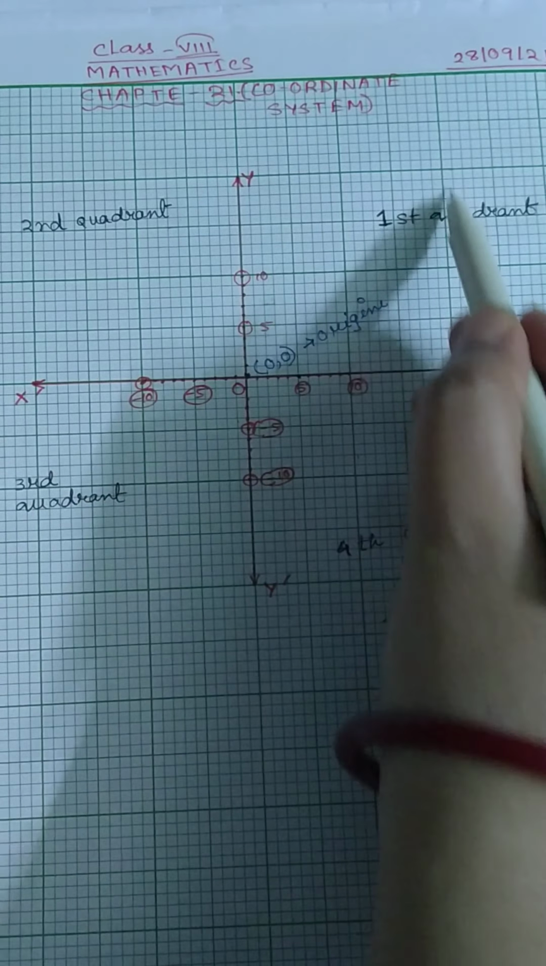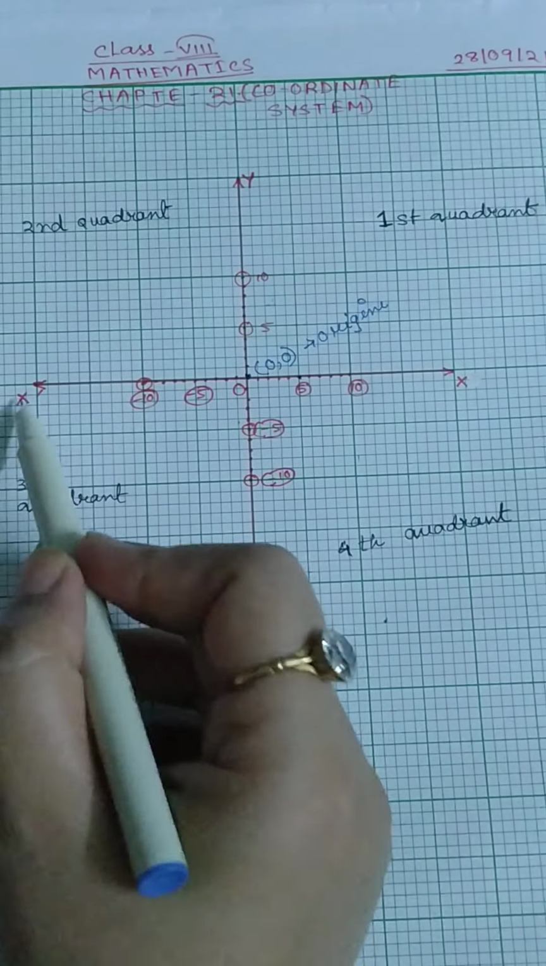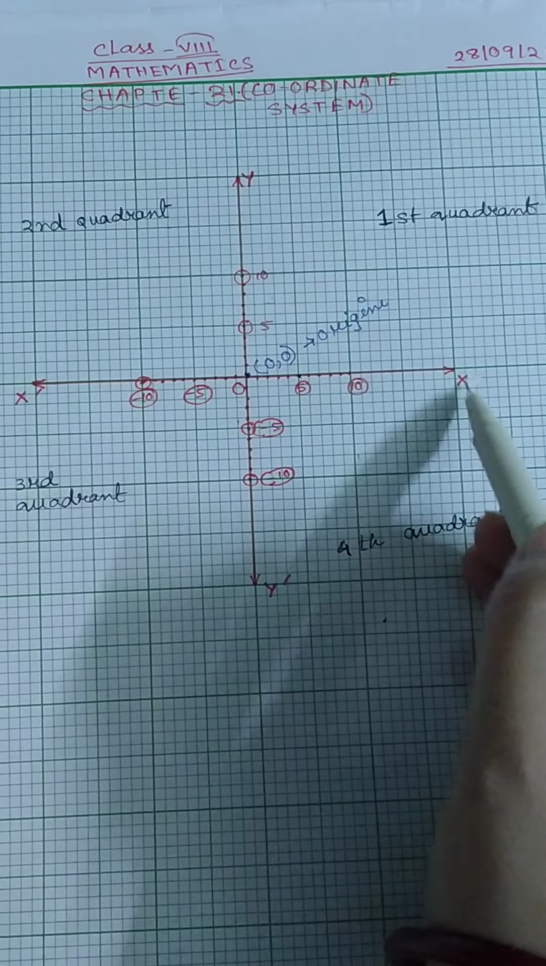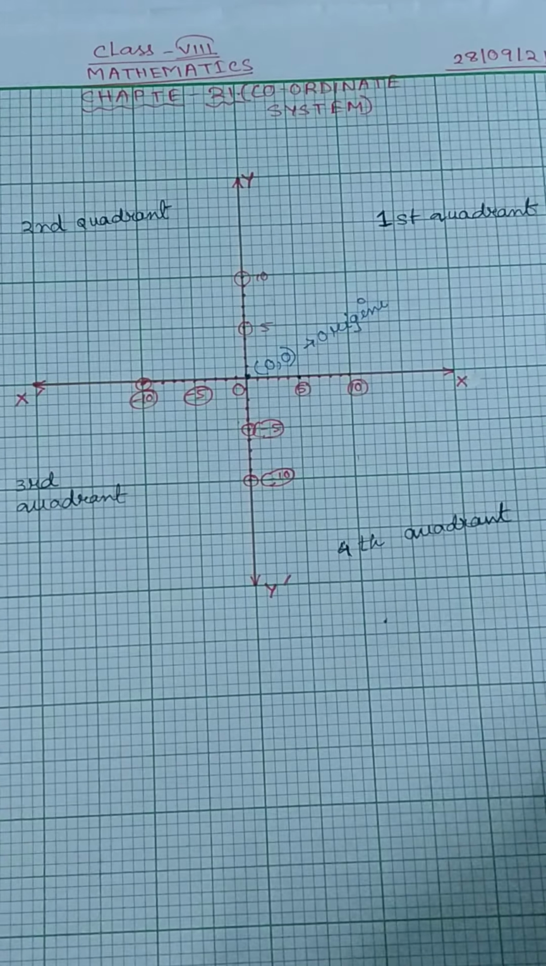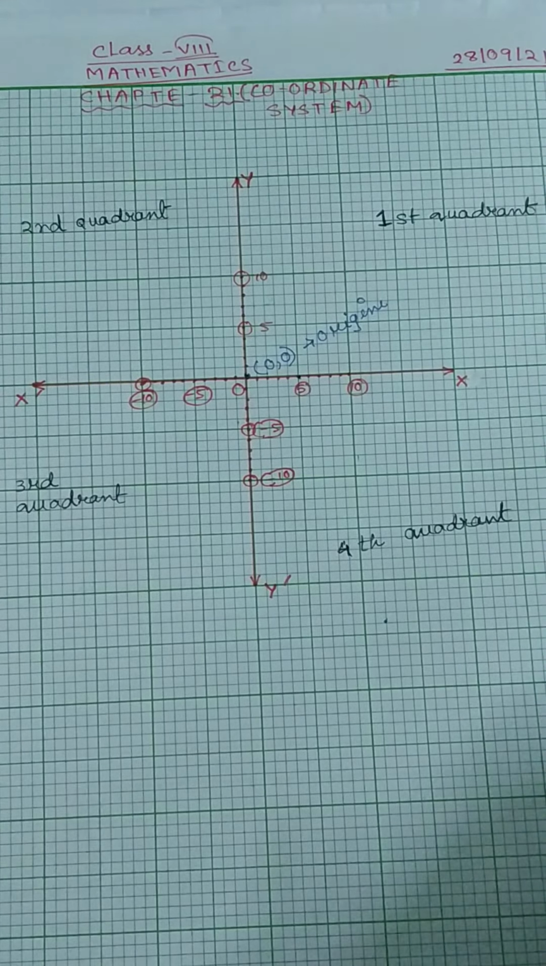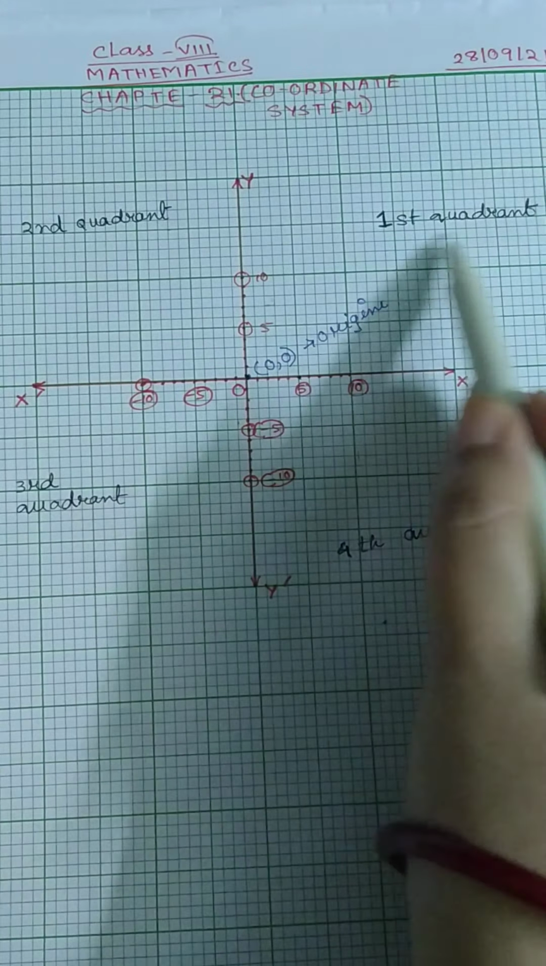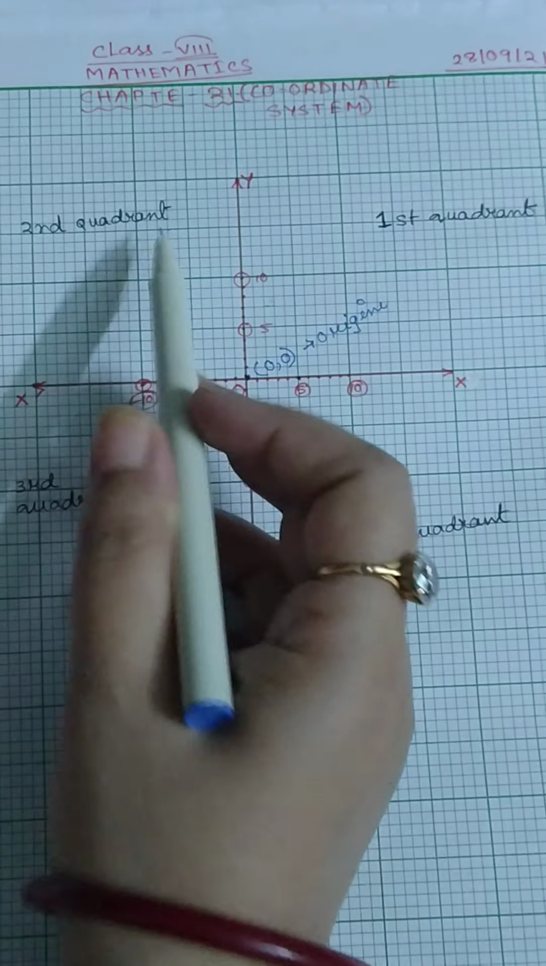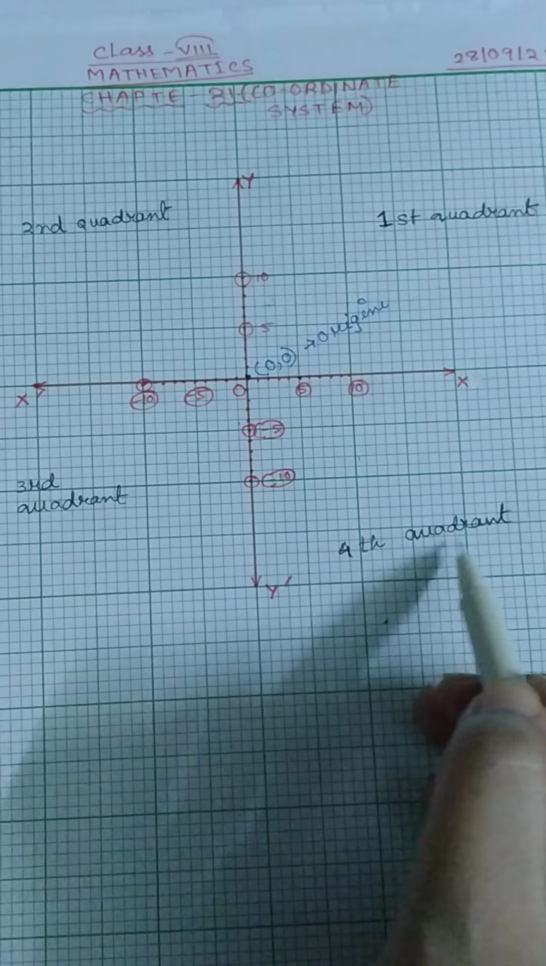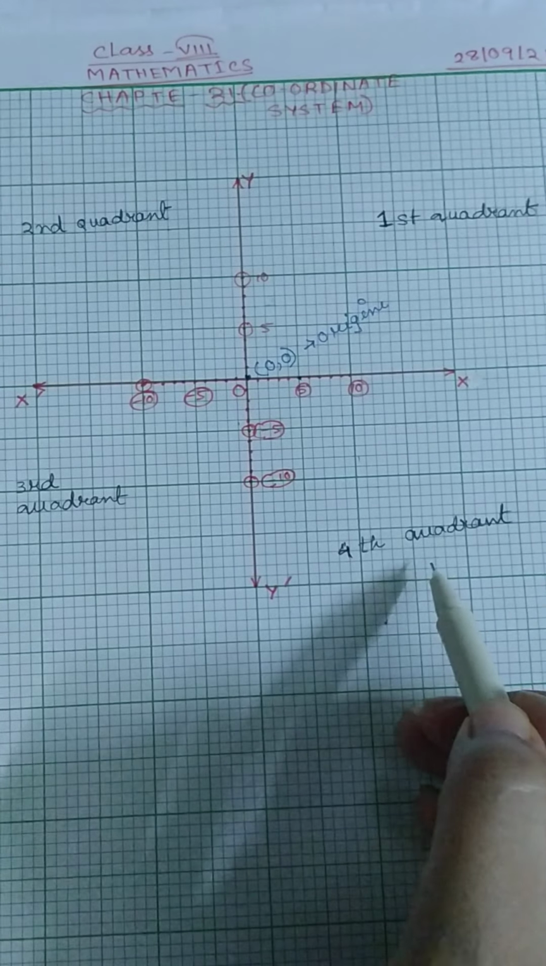So here you can see 4 quadrants, meaning 4 parts. This is one part, this is the second part, this is the third part, and this is the fourth part. In the coordinate system we call these quadrants. This is the first quadrant, this is the second quadrant, this is the third quadrant, and this is the fourth quadrant.